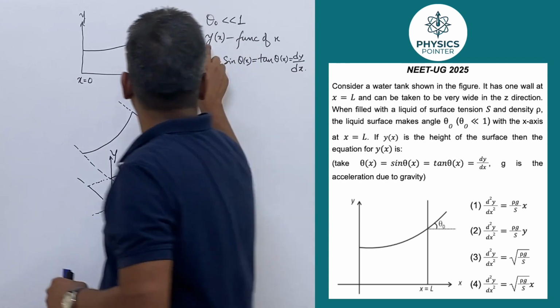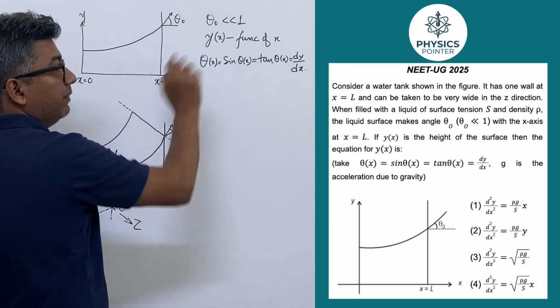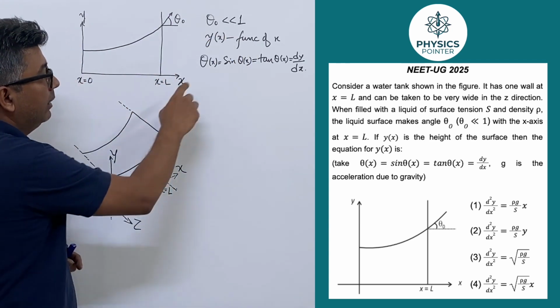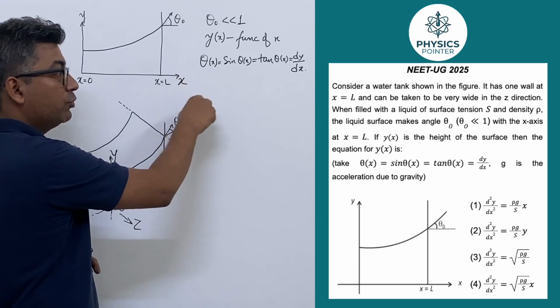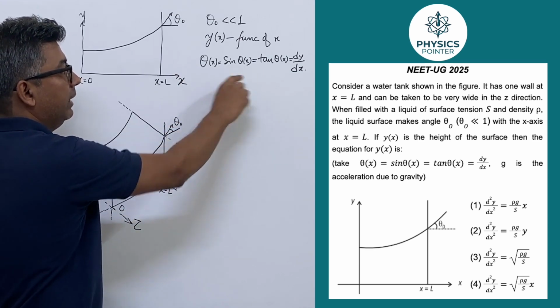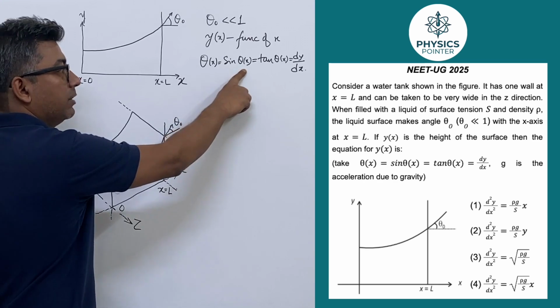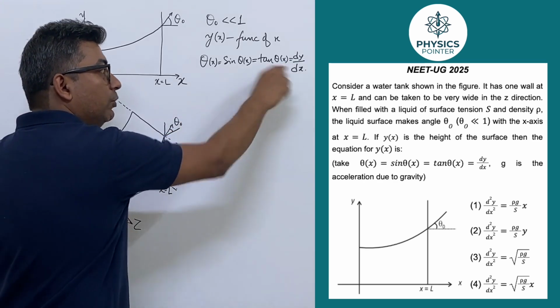Next, we have been given y is a function of x. Again, we have been given that theta is so small that at any point x, theta of x is equal to sine theta of x, equal to tan theta of x, equal to dy by dx.